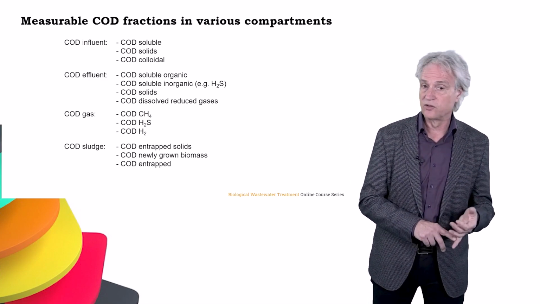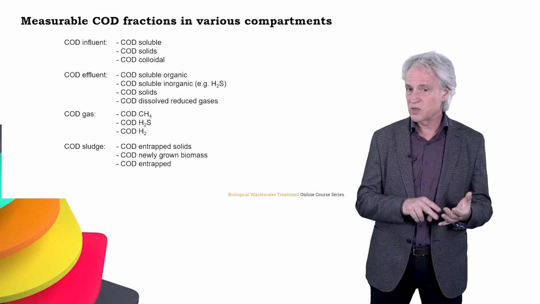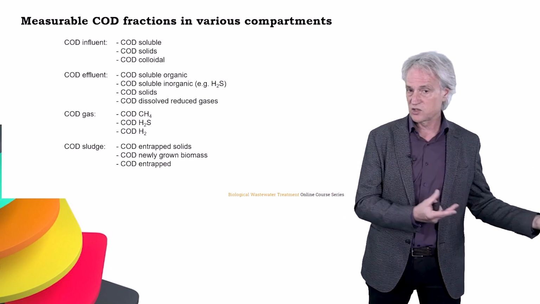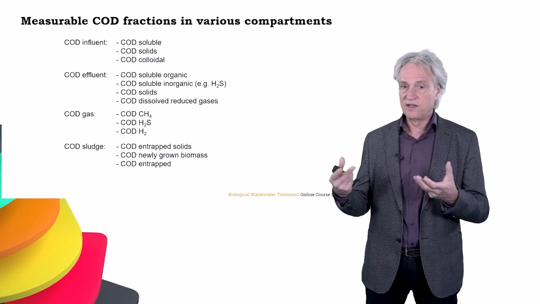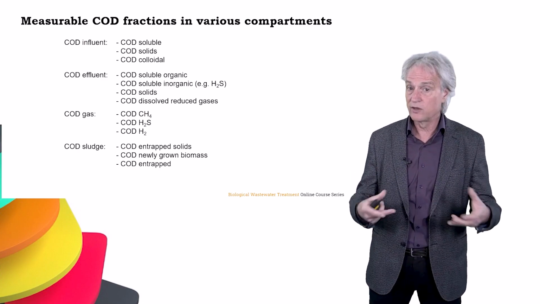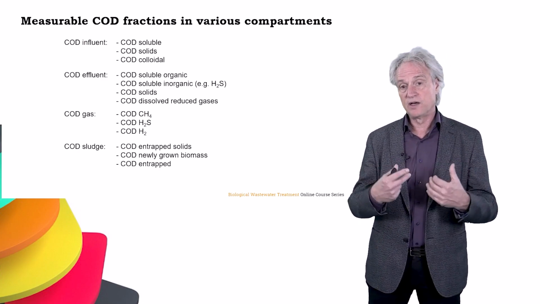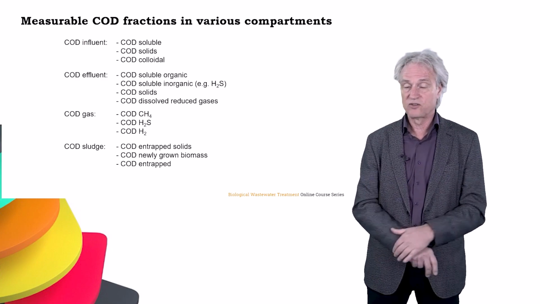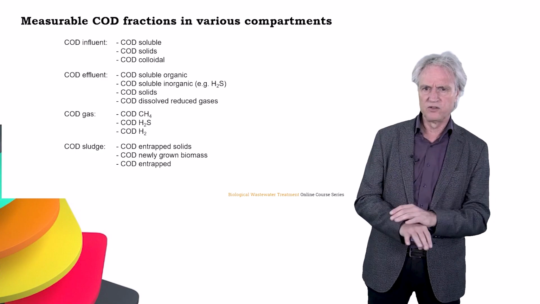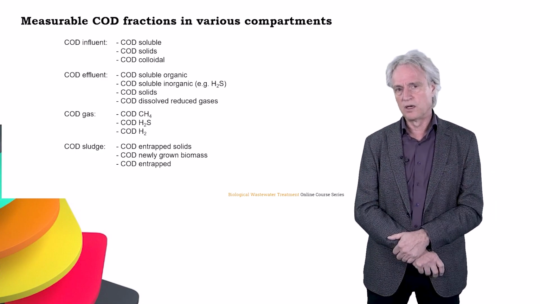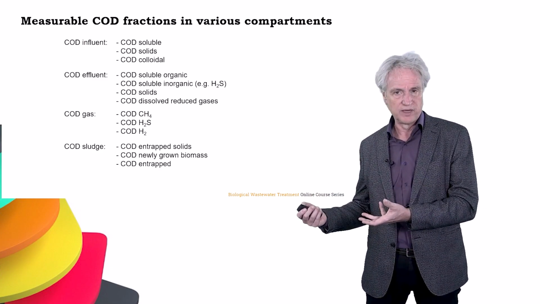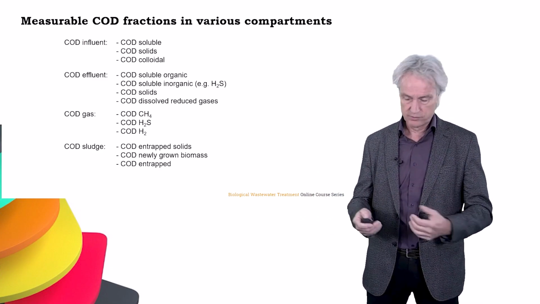Now, inside the sludge is the newly grown biomass, but also the entrapped solids. For instance, if you treat sewage, primary sludge will be entrapped into the biomass, and this is also COD of the sludge. Or the fats that are not completely converted are attached to the biomass and stay inside the sludge, which is also COD sludge. So it's a little bit more complex than I just explained, but if you do your analysis well, you can make a proper COD balance, and the balance should be closed.